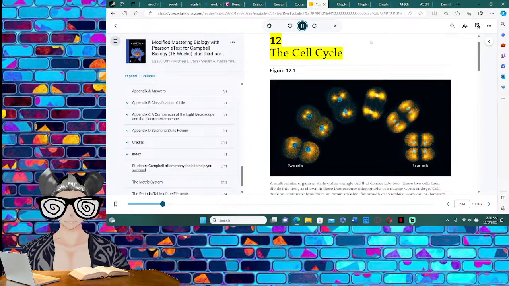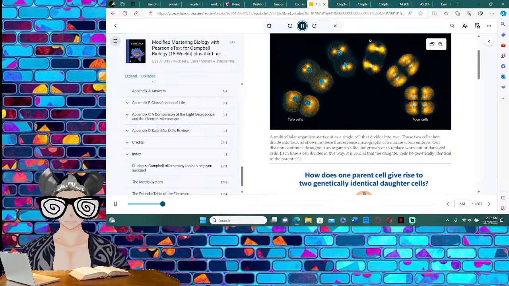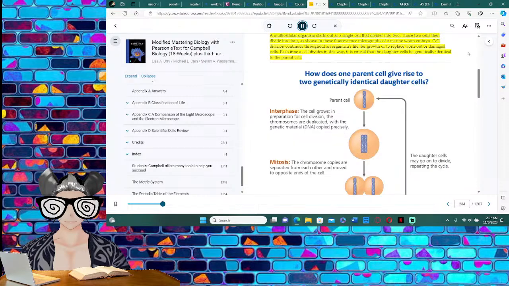Chapter 12, the cell cycle. Figure 12.1. Cells in various stages of division, with chromosomes and cytoskeleton elements visible. A multicellular organism starts out as a single cell that divides into two. Those two cells then divide into four, as shown in these fluorescence micrographs of a marine worm embryo.